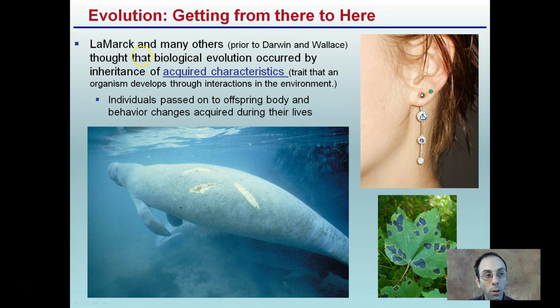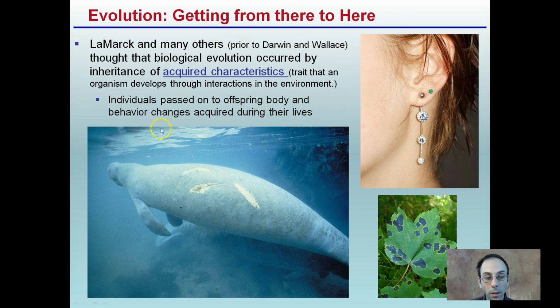Getting there from here. So Lamarck and many others prior to Darwin and Wallace, so that's different. We're talking prior to the theories developed by those two, thought biological evolution occurred by what's called acquired characteristics. It's a trait that an organism develops through interactions with the environment. Individuals pass on to offspring body and behavior changes acquired during their lives. So I gave some examples here, and this ends up not being the case.